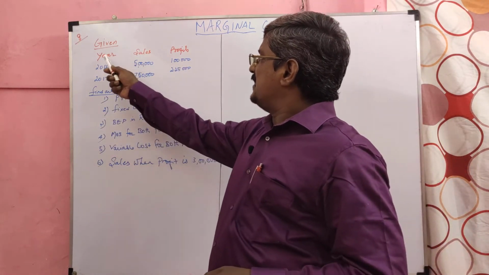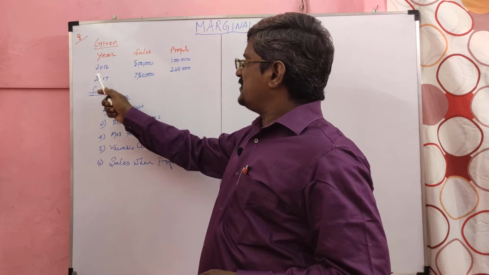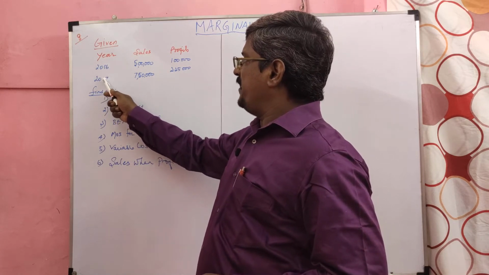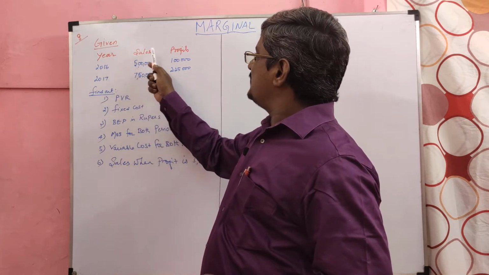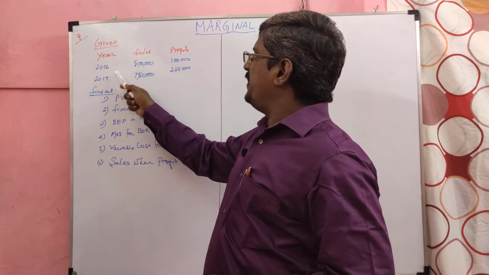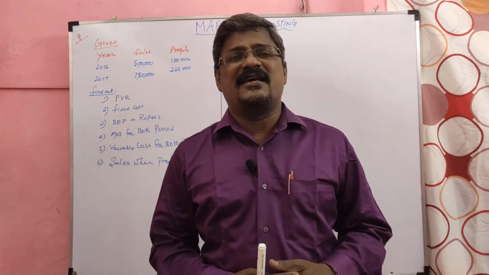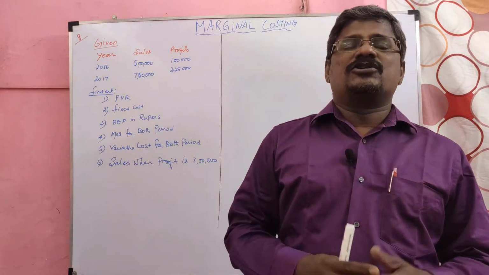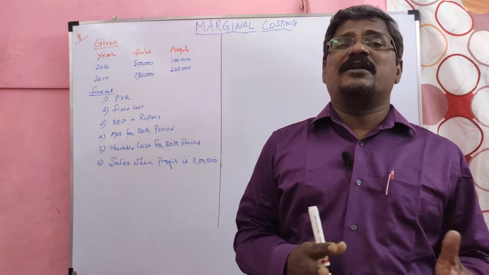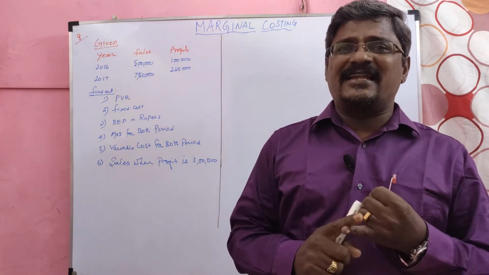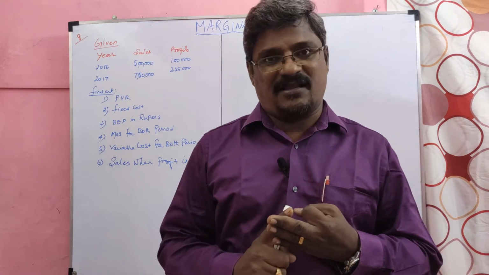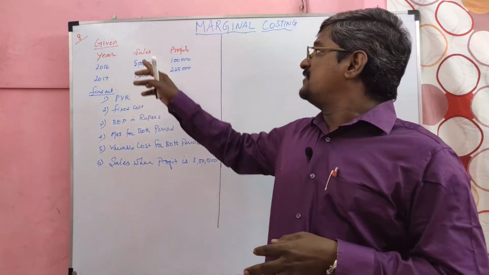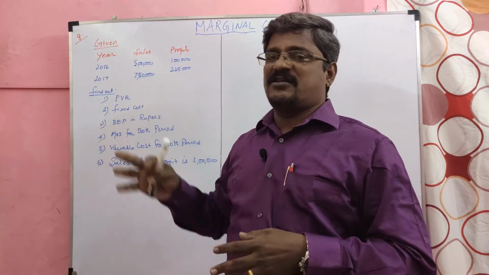Given years 2016-2017, two periods are given. Then sales and profit of two periods are given. We should consider that one as type 2. So the questions are of two types. One is type 1, in which sales, variable cost and fixed cost are given. In type 2, sales and profit of two periods are given.